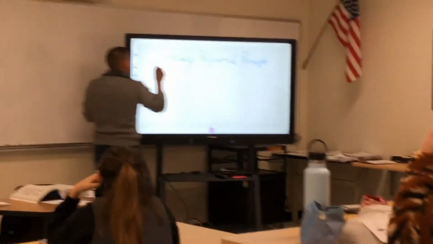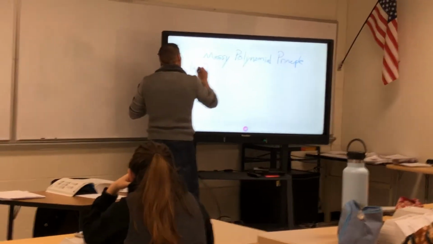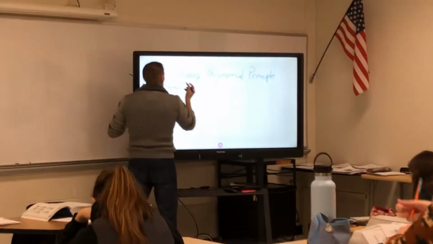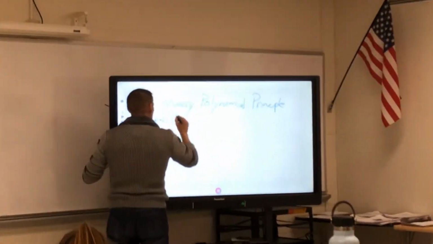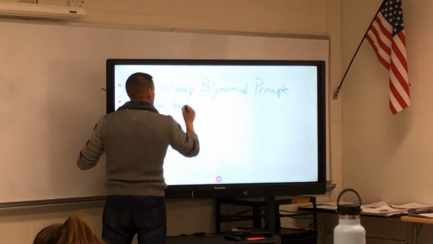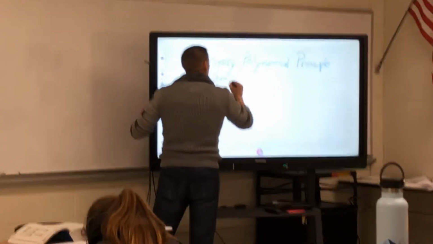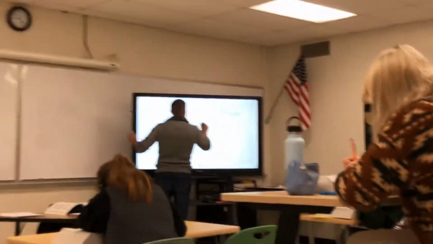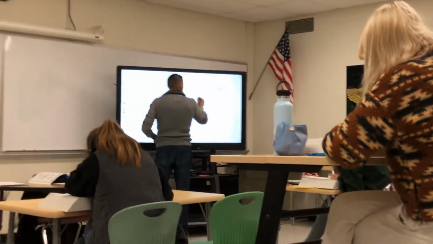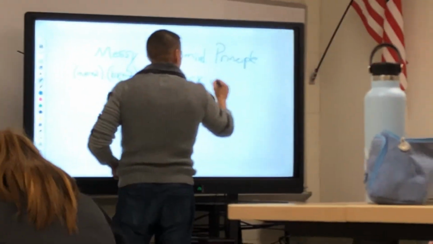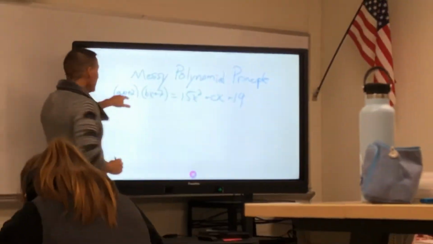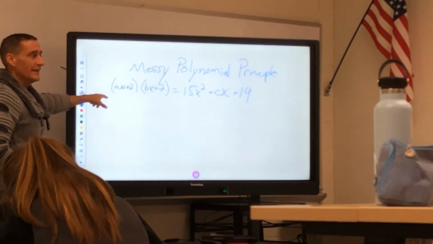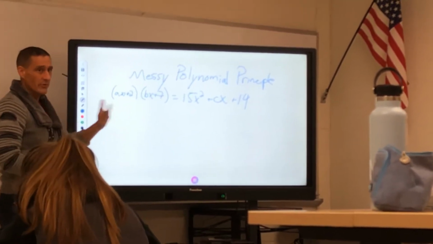But let's start with the original equation. It's (ax + 2) times (bx + 7), and that equals 15x squared plus cx plus 14. Okay, so let's FOIL this because we can, and we will be rewarded.